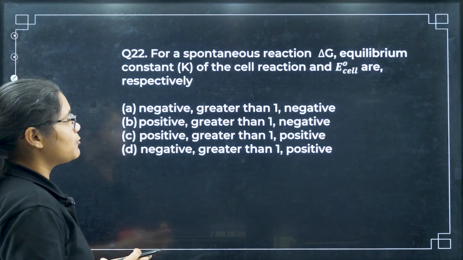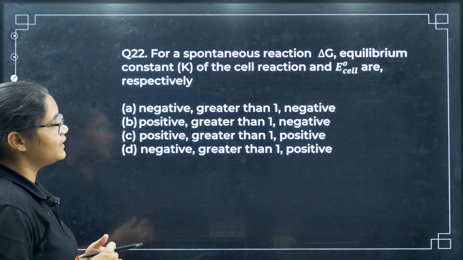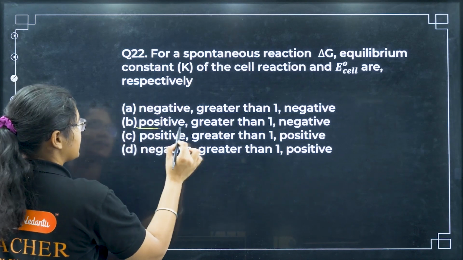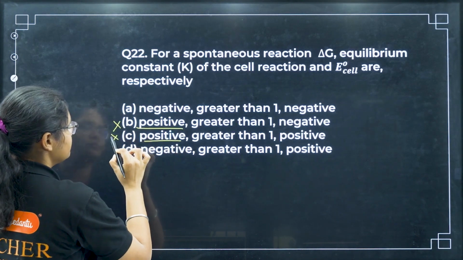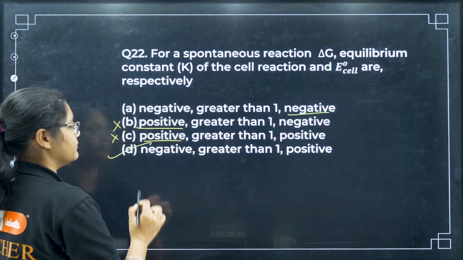Next, for a spontaneous reaction, delta G, equilibrium constant of the cell reaction and E naught of the cell are, respectively. Spontaneous reaction means delta G has to be negative, so eliminate these two, and E naught of the cell has to be positive, so eliminate these two. Option number D here.